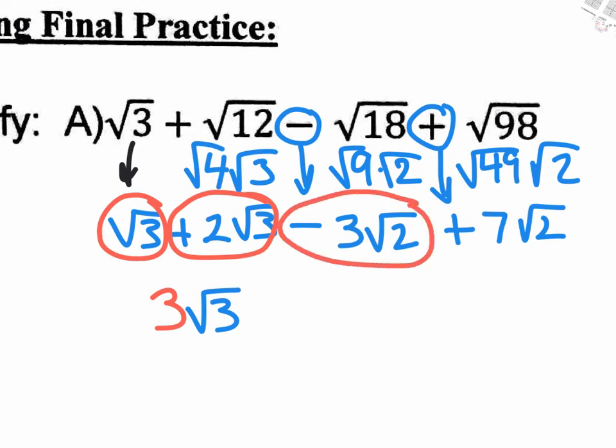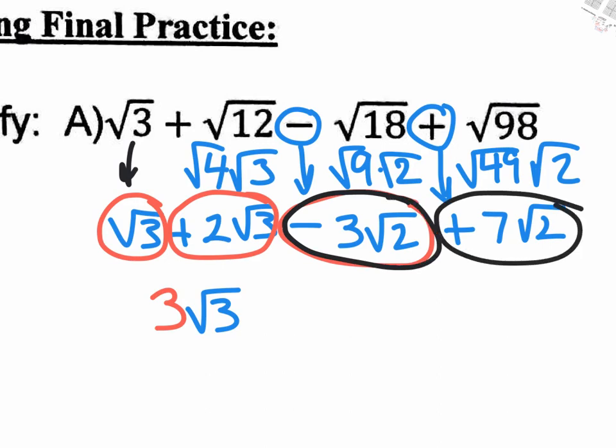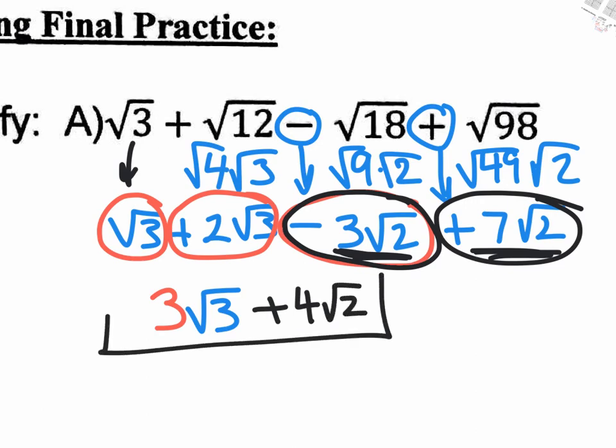But over here, we could combine this negative 3 square root of 2. Maybe I should use a different color. Negative 3 square root of 2 plus 7 square root of 2. That's like saying a negative 3x plus 7x. That will be a positive 4x. But in this case, positive 4, it's not x's, it's a square root of 2's. So this is your final answer for this one.